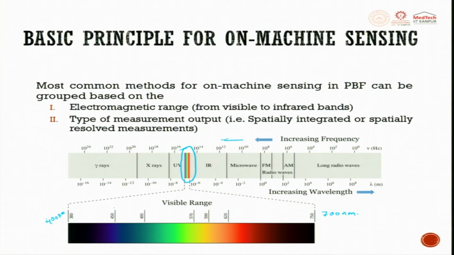If you move in this direction, it is frequency; in this direction, it is wavelength. So you try to have this visual range for doing output. Many of the sensors that work use this as a range for working.